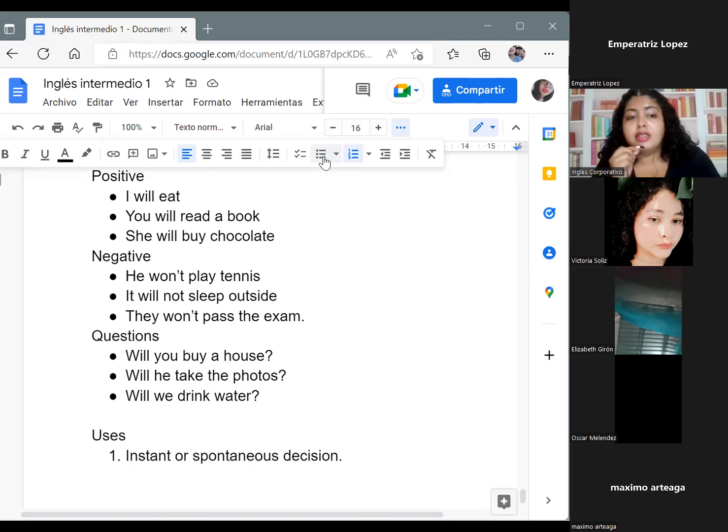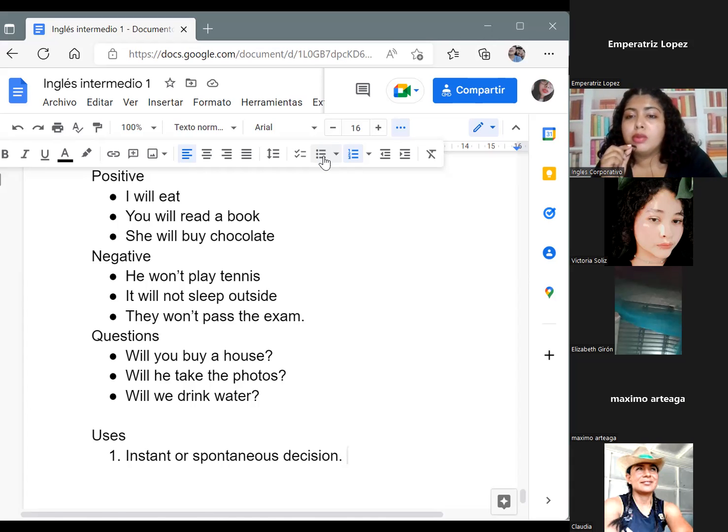So in this case, it's an instant or spontaneous decision. Think in the moment without thinking about the things that we are going to do later. Así que el uso número 1 es para decisiones espontáneas o instantáneas sin pensar mucho, solo tomamos la decisión y en muchos de los casos podemos cambiar de opinión, pero es algo que no nos detenemos mucho a pensar. So, instant or spontaneous decision.